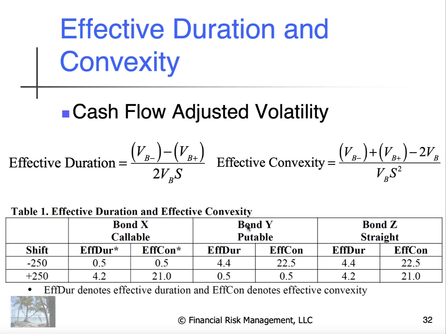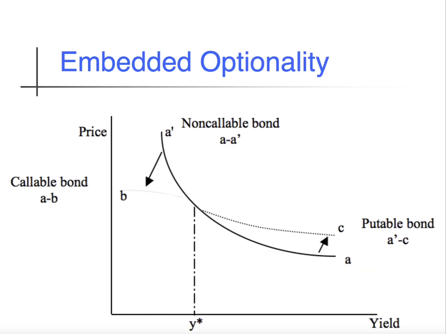In the case of a puttable bond, where the investor can put the bond back to the company, you get the opposite result. When rates go up, the investor wants to put it back. When rates go down, they'll keep it. And again, when rates go down, the behavior is much like a straight bond. So the embedded optionality has an effect on how sensitive prices are to changes in yield.